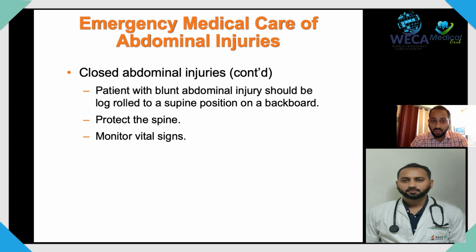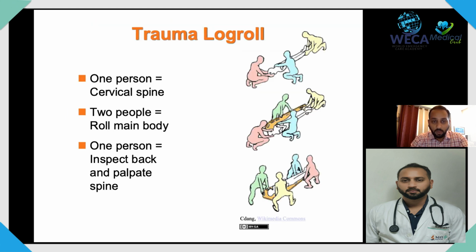All patients with blunt abdominal injury, for both transport and examination, should be log rolled onto a supine position on a backboard or spine board. It will help us protect the spine. The vitals should be monitored. Now the log roll has a specific way to be done. Here we can see a little graphic about the log roll. Ideally, there should be 4 people. 1 person should stabilize the cervical spine. 2 people will help roll the entire body, and 1 person can inspect the back, palpate the spine, and look for any other injuries that may have been missed in the first round.